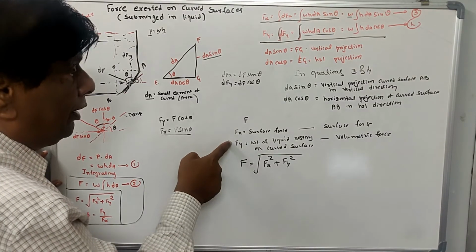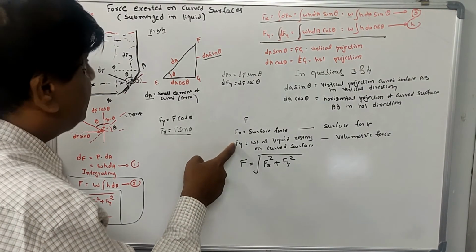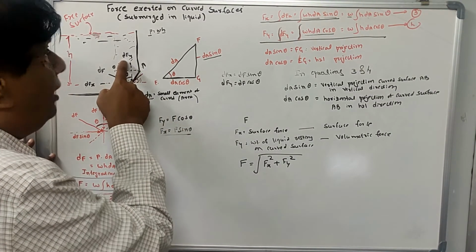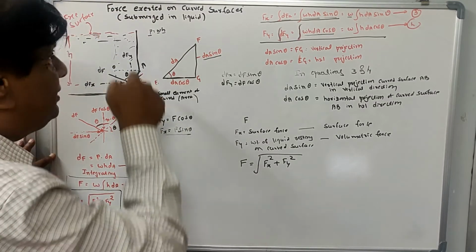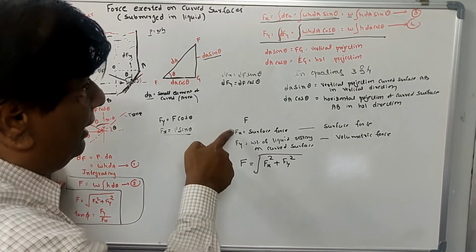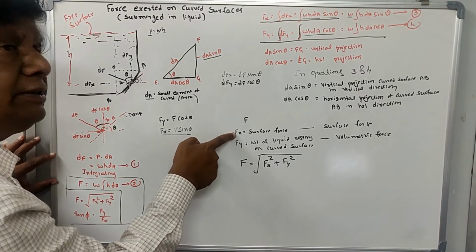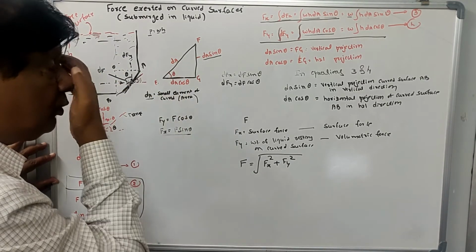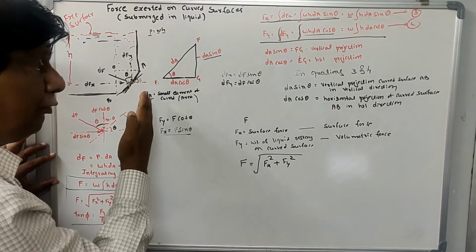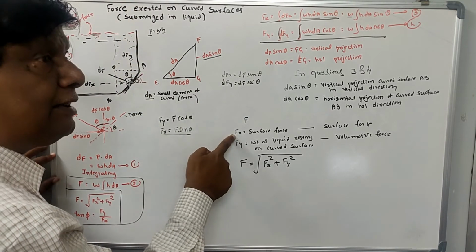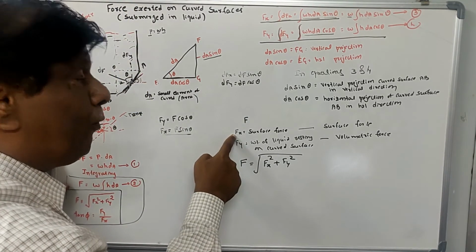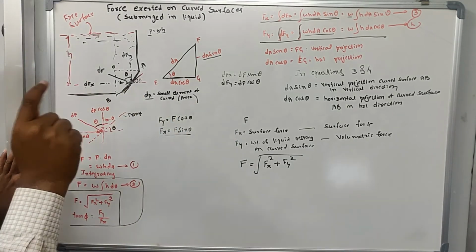And always this volumetric force acts at the CG point in the vertical direction, meaning in the downward direction. And Fx is what? It is the total surface force acting on the surface. This also acts at the CG point or the CP point.